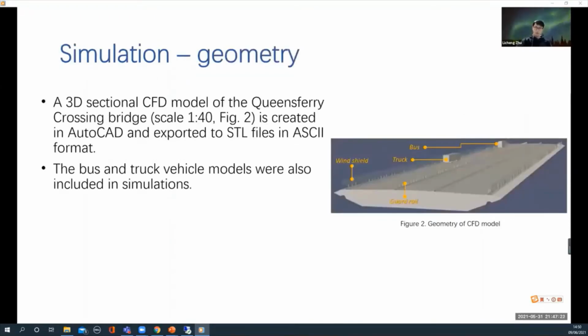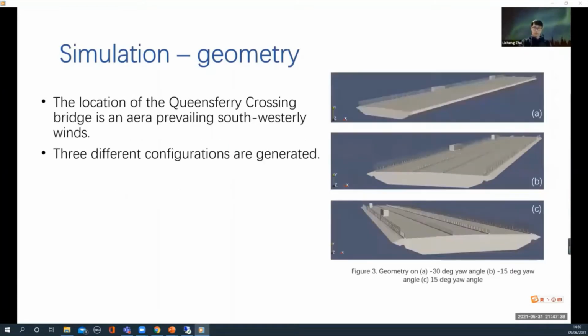So here is the geometry of my simulation. It is a 1/40 scaled 3D model with a bus and truck symbol on it. It's created in AutoCAD and exported to STL files so that it can work in OpenFOAM. Since the location of the Queensferry Crossing is an area of prevailing southwesterly winds, in the wind tunnel test, we tested the model with three other different yaw angles. Therefore, I set up the configurations based on it, as you can see in the figures.